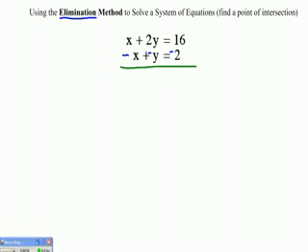Now when you add the two equations, x and -x make 0. They eliminate each other. So then just add the rest of it. 2y and -y is y. 16 and -2 is 14. And there's nothing else to do from here for y. We do have to go back and find x.